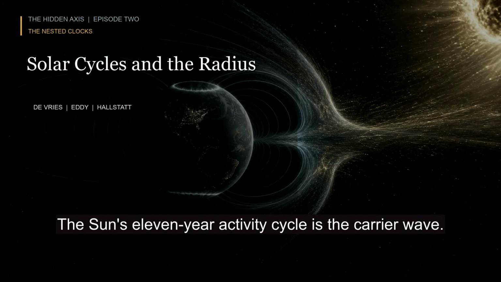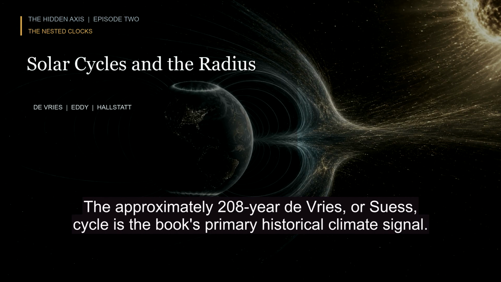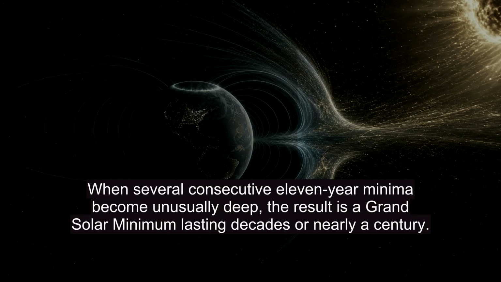The Sun's 11-year activity cycle is the carrier wave. Longer cycles modulate its amplitude and determine how deep and sustained periods of reduced solar activity become. The approximately 208-year de Vries, or Suess, cycle is the book's primary historical climate signal. When several consecutive 11-year minima become unusually deep, the result is a grand solar minimum lasting decades or nearly a century.